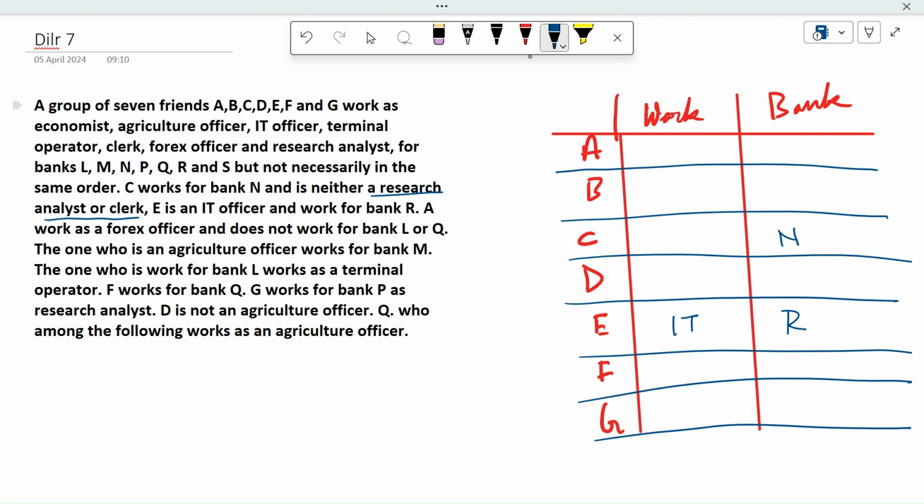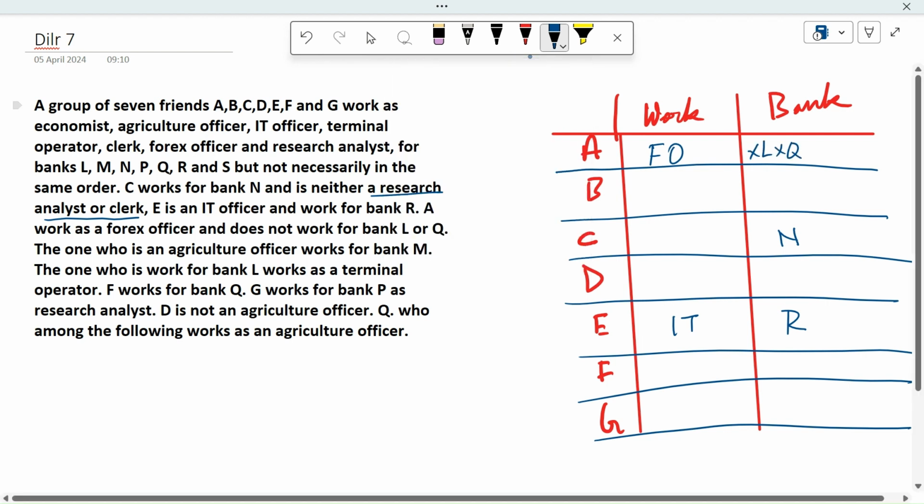A works as a forex officer. Okay, A is a forex officer, and does not work for bank L or Q. Okay.